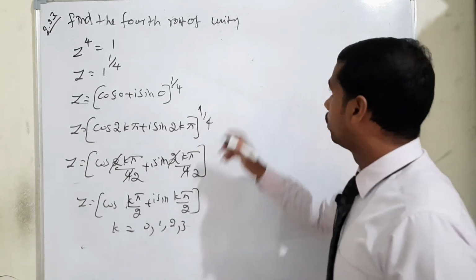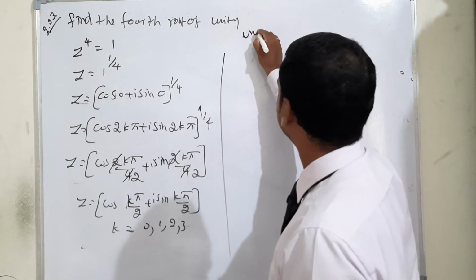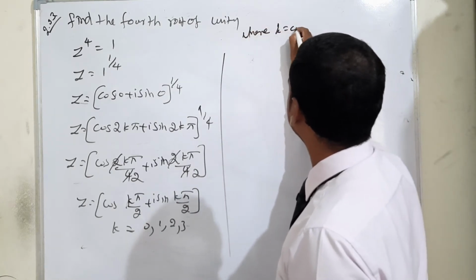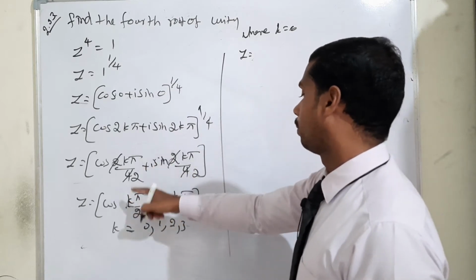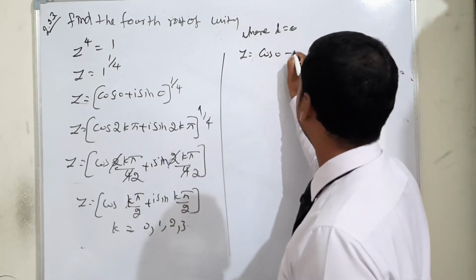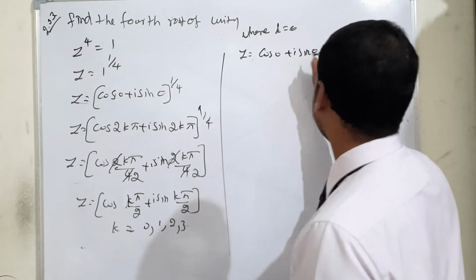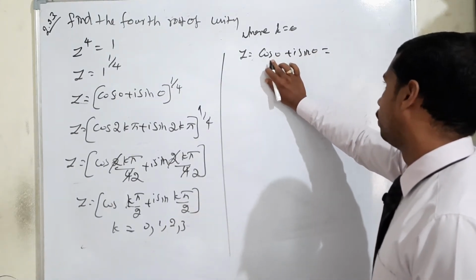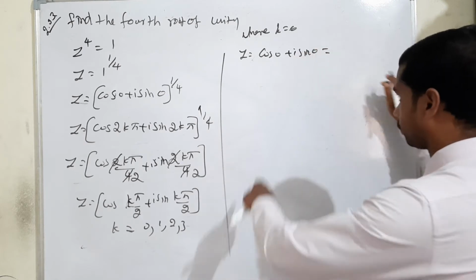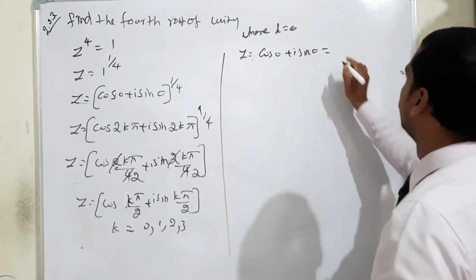So now where k is equal to 0, what will happen? So k is equal to 0 means z is equal to, instead of k you can apply 0, cos 0 plus i sin 0. So cos 0 plus i sin 0 means definitely cos 0 value will be 1, and sin 0 is 0, so only 1 will come, isn't it?